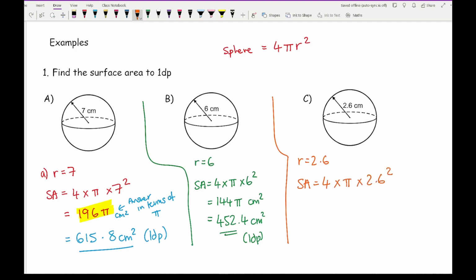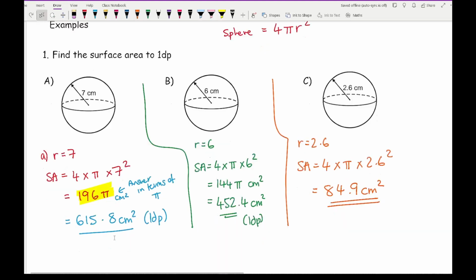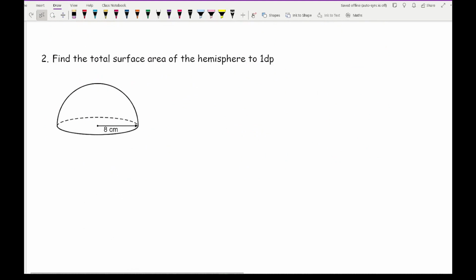So 2.6 squared multiplied by 4 times pi gives me an answer of 84.9, and that's centimetre squared again. So if we move on to a hemisphere, so the question is asking us to find the total surface area of the hemisphere. Now we need to remember that with this particular shape, we've got two faces. We've got the base and we've got this curved part.